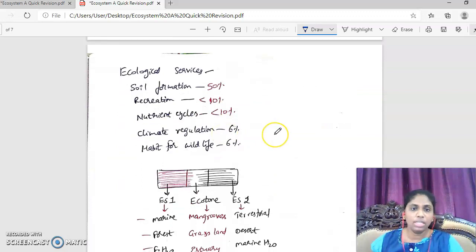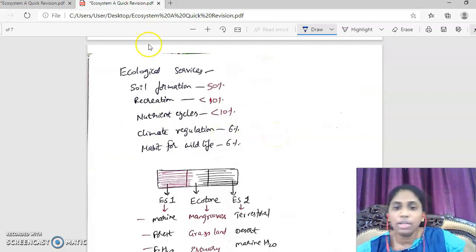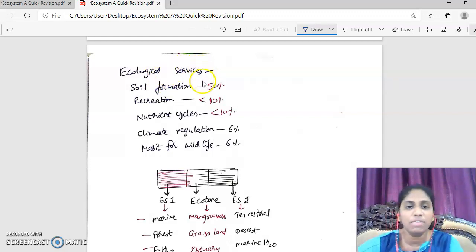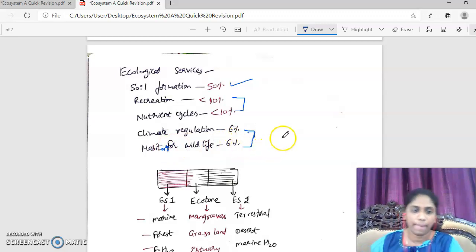Let's talk about ecological services. Robert Costanza and his team asked: if we can put a price tag on the ecosystem services, how much would that be? Soil formation is 50%, recreation and nutrient cycles less than 10%, climate regulation and habitat for wildlife 6% each.